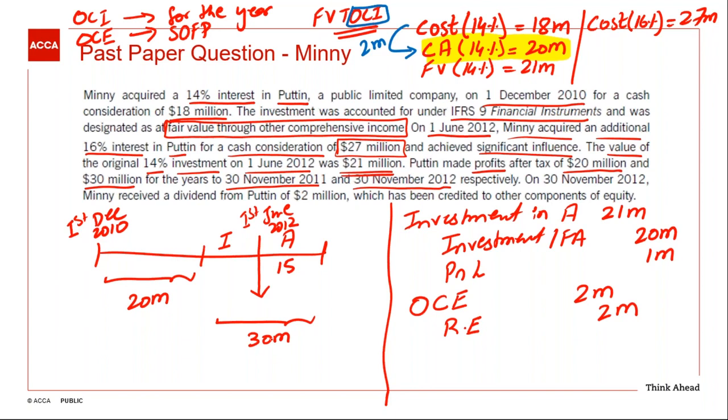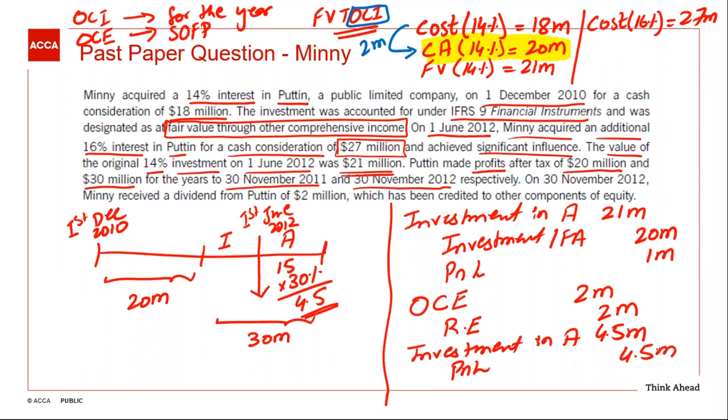So if the entire year's profit was 30 million, the profit for the last 6 months should be 15 million, and our holding percentage is 30%. So we are going to record it by 4.5 million, and the entry for the share of profit should be investment in associate debit by 4.5 million and the P&L credit by 4.5 million. So this is how we are going to record our share of profit.